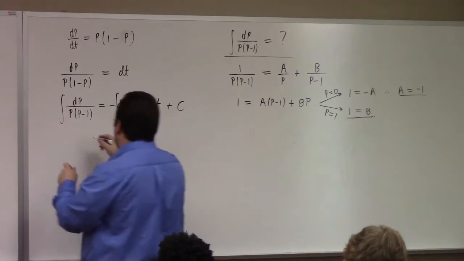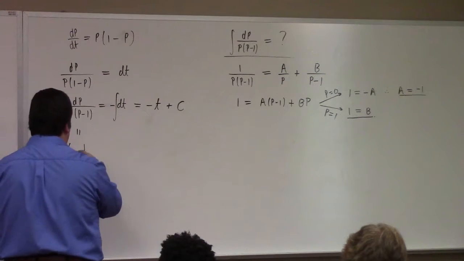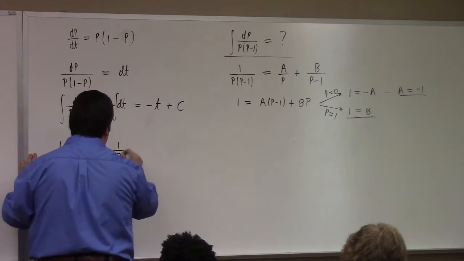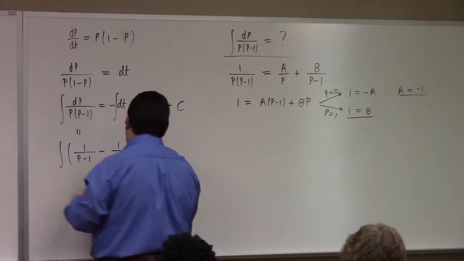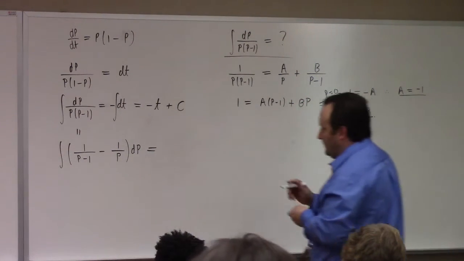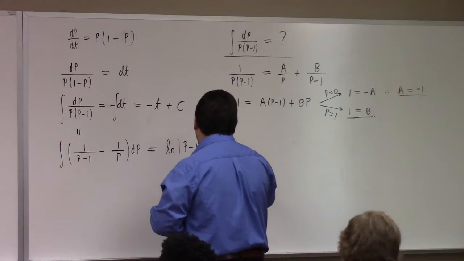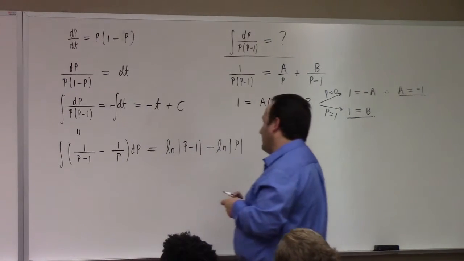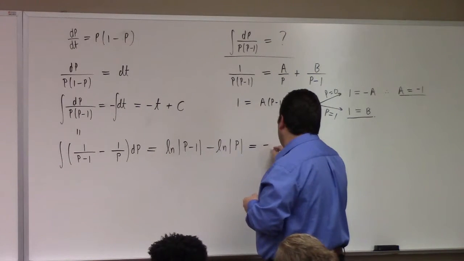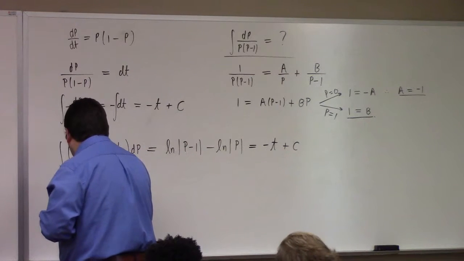So going back to my integral, this is actually the integral of, I'll put the b term first because that's more natural for me, 1 over p minus 1 minus 1 over p dp. Now that I can integrate, that gives me the natural log of the absolute value of p minus 1 minus the natural log of the absolute value of p. What did I do there? I made a u equals p minus 1 substitution there.